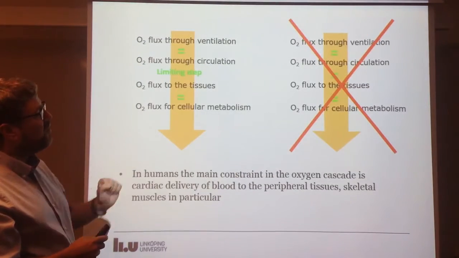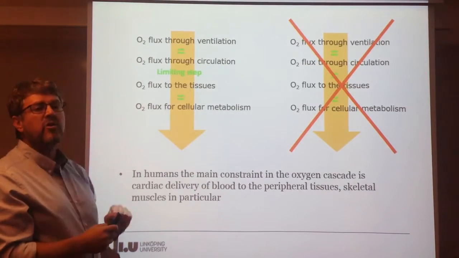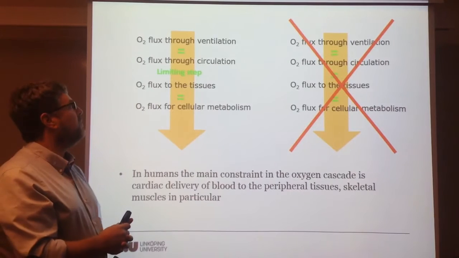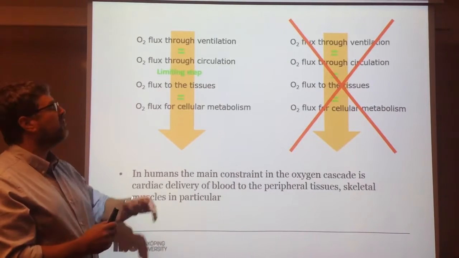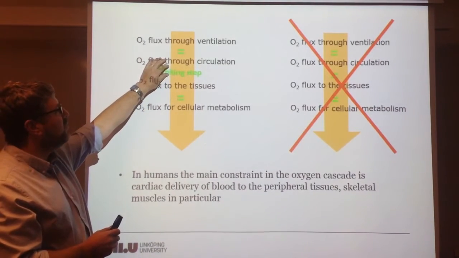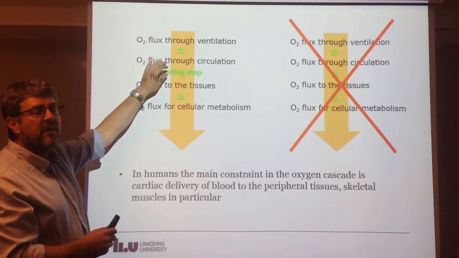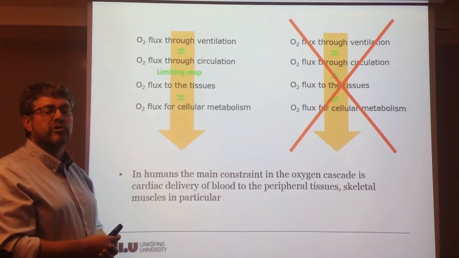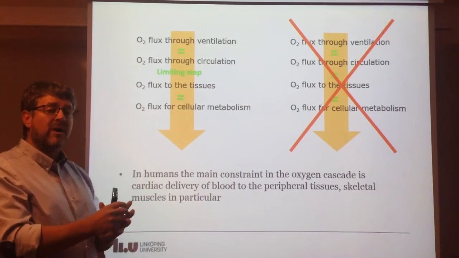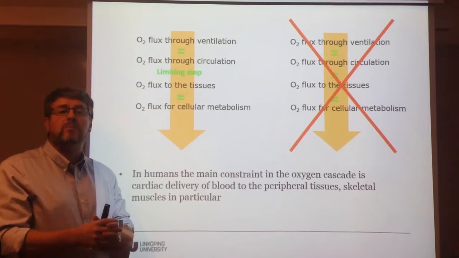And in this case, I just remind you of what I described in the previous lecture, in which during exercise in humans, it is circulation that is the limiting step. It is the circulation, the cardiovascular system, the one that is limiting maximal oxygen transport. So at least in one case, in one species, it does not seem to be valid.